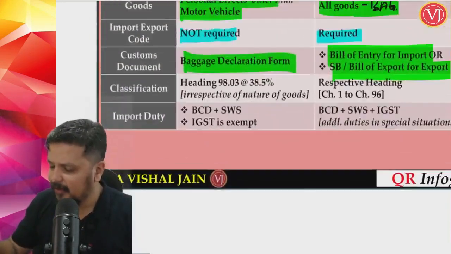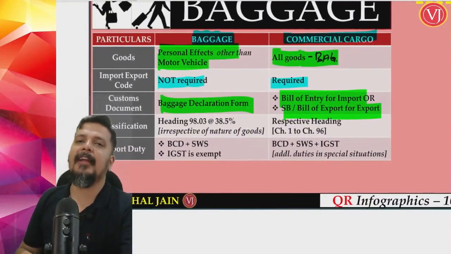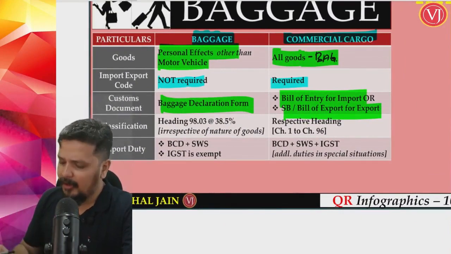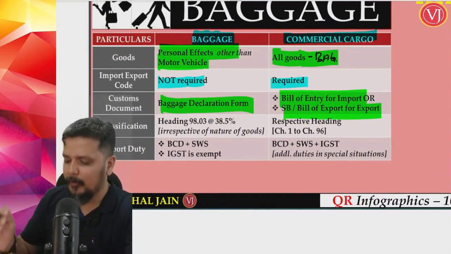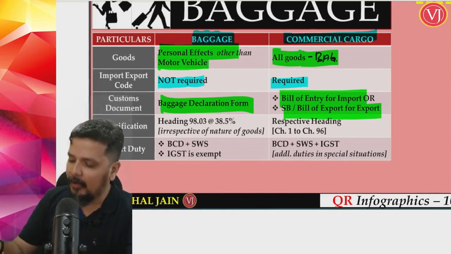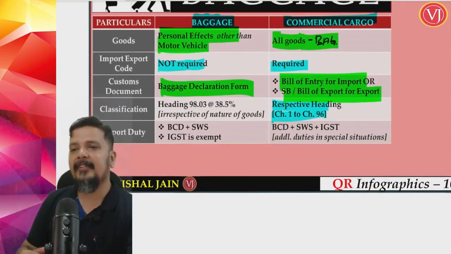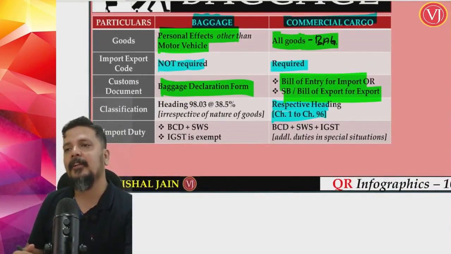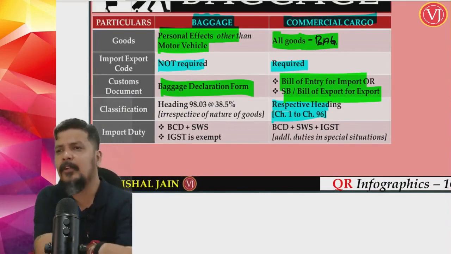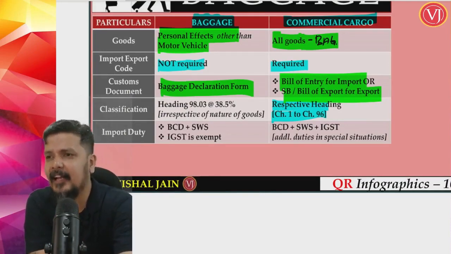Section 77. Now, as I said, at times you may end up paying baggage duty as well, customs duty on baggage. Now, before we go to customs duty, what is the classification of baggage? Commercial cargo will always have separate classification. From chapter 1 to chapter 96, there will be separate classification of each item. For mobile phone, there will be a separate classification. For laptop, a separate classification. For watches, separate classification. For perfumes, separate classification. For accessories, separate classification.